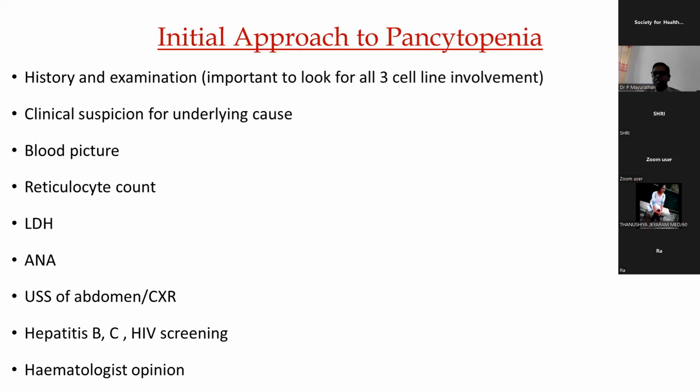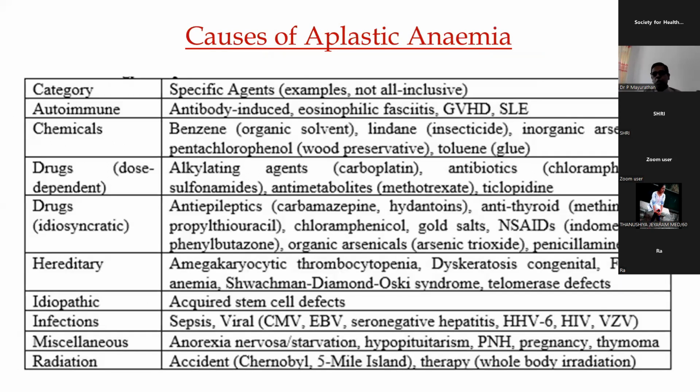Then another set of investigations. It is not in this order, whatever the order you can do. Depending on your suspicion, maybe you can go for LDH, ANAs, ultrasound scan abdomen to look for organomegalies, chest x-ray to look for any evidence of TB, and hepatitis B, C, retroviral screening. And definitely we might need hematologist opinion for further evaluation and management. So one of the causes for pancytopenia is aplastic anemia. Aplastic anemia is another condition we should remember.